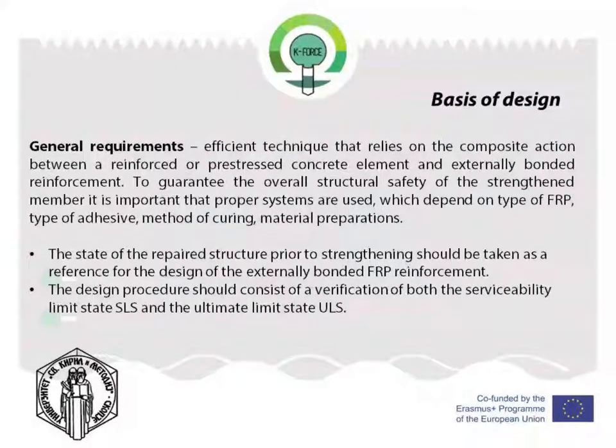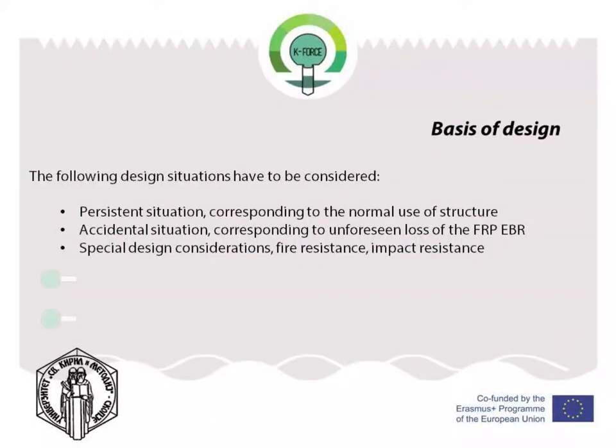The state of the repaired structure prior to the strengthening should be taken as a reference for the design of externally bonded FRP reinforcement. The design procedure should consist of a verification of both the serviceability limit state and the ultimate limit state. The following design situations have to be considered: precedent situation corresponding to the normal use of the structure, accidental situation corresponding to unforeseen loss of externally bonded FRP reinforcement, and special design considerations such as fire resistance and impact resistance.